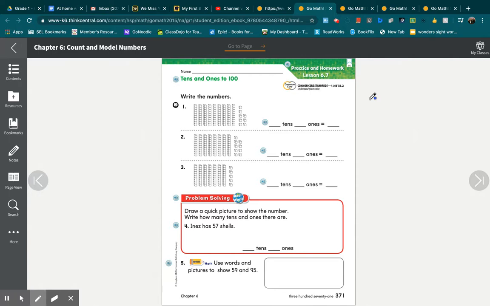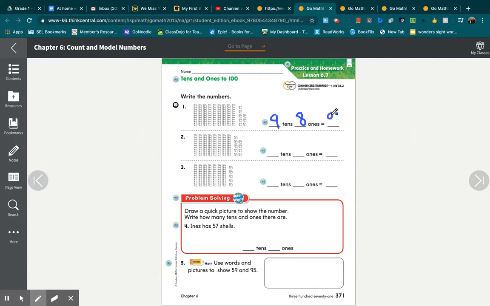So let me do the first one with you. Let's count how many groups of 10 we see. 1, 2, 3, 4, 5, 6, 7, 8, 9. So there are 9 groups of 10. And how many ones? 1, 2, 3, 4, 5, 6, 7, 8. So 9 groups of 10 and 8 ones. If we counted 9 groups of 10, that would be 90, and then counting on would give you 98.